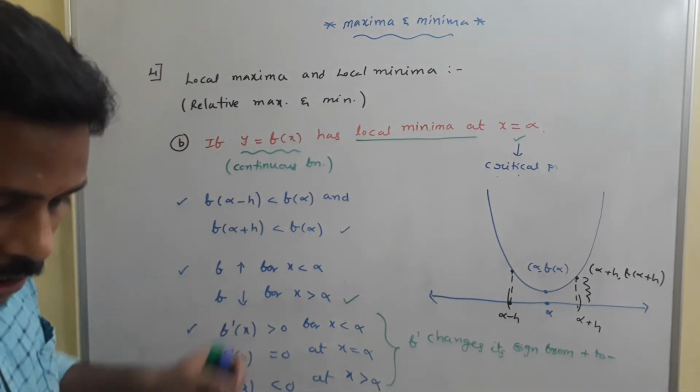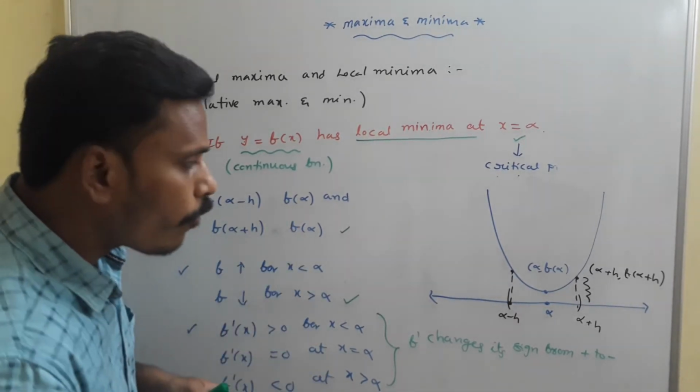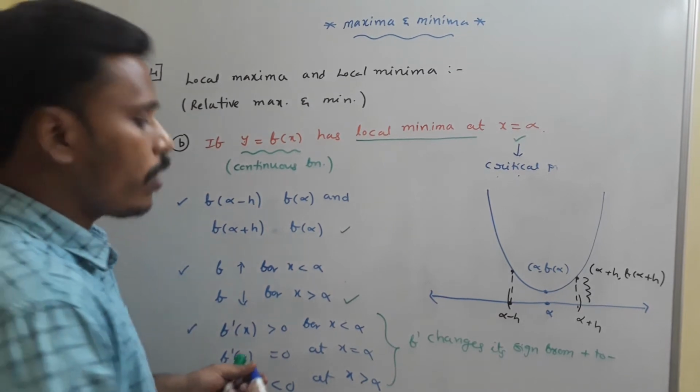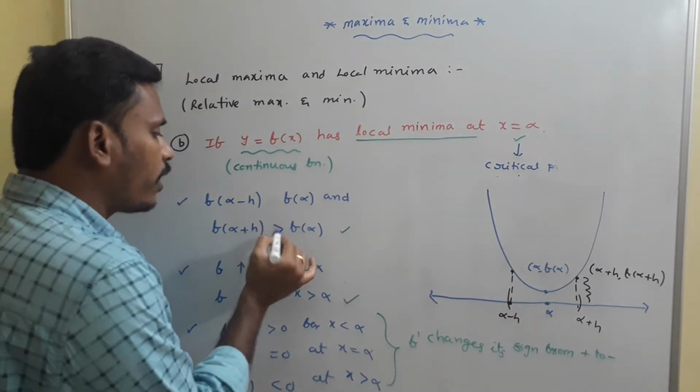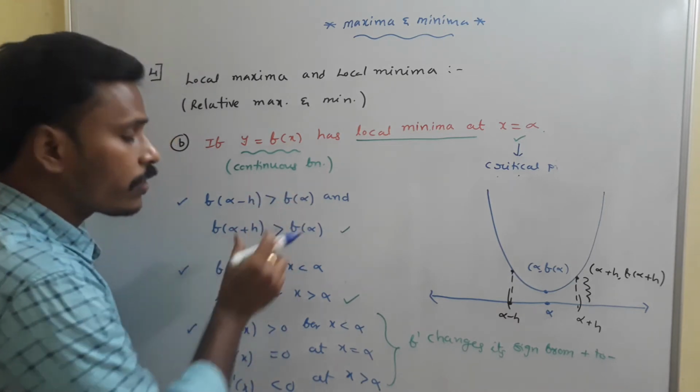So we need to change these conditions. How can we change? You just have a look. Since f of alpha is minimum, f of alpha minus h is greater, as well f of alpha plus h is also greater than f of alpha. So that's the first condition.